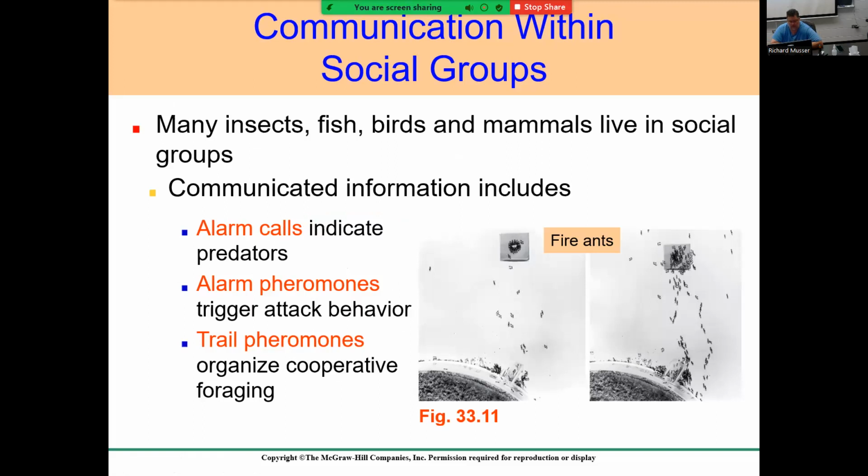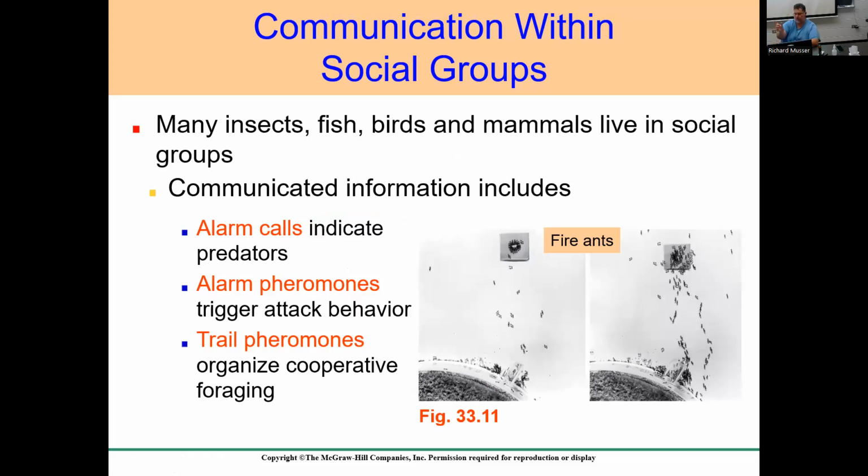What about social communication? There's all sorts of chemical cues that animals can use to signal to each other. We call these pheromones. In fish, for instance, little minnows have an alarm pheromone that can be learned and conditioned.